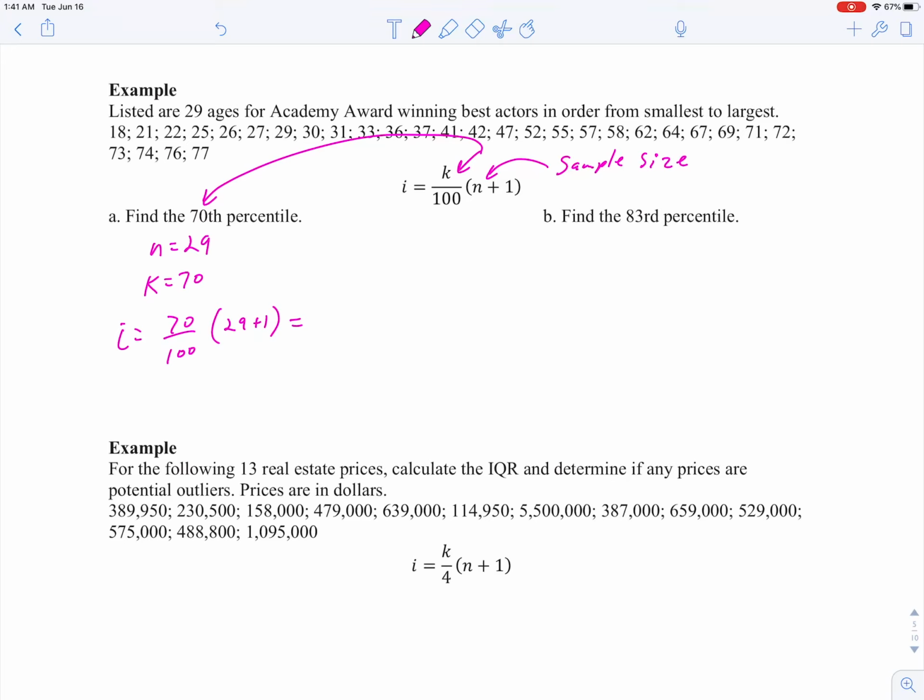All right? So remember your PEMDAS, right? Remember order of operations from back in your algebra classes? Those still apply. So PEMDAS, parentheses first. So we'll do the 29 plus 1, which is 30. Then multiplication, then division, right? So on top, 70 times 30 is 2100, right? All right. And divided by 100. So if we divide that, we get 21, right?